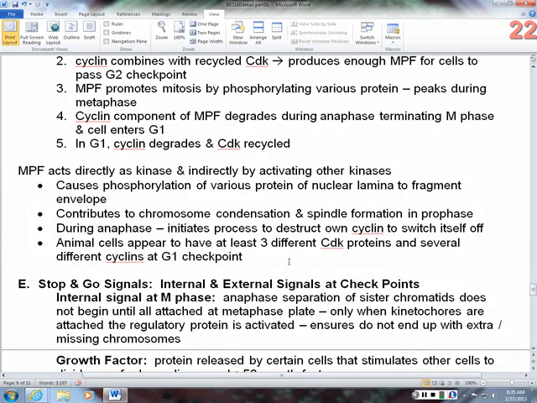In animal cells, we have at least 3 different cyclin-dependent kinase proteins, and there are several different cyclins at the G1 checkpoint. More what you want to understand is that there's these external factors out there that are going to be controlling the regulation of when a cell divides. These are still relatively new because right now we're saying we have at least 3 different ones of these. These are things that we have learned about in the last 10 years. So it's relatively new. There's going to be more of them found in all likelihood that aren't even named yet in there.